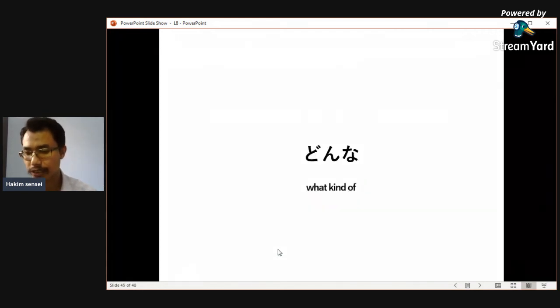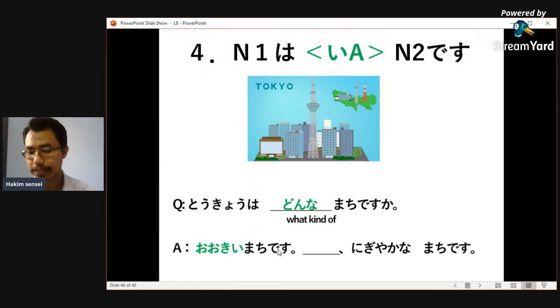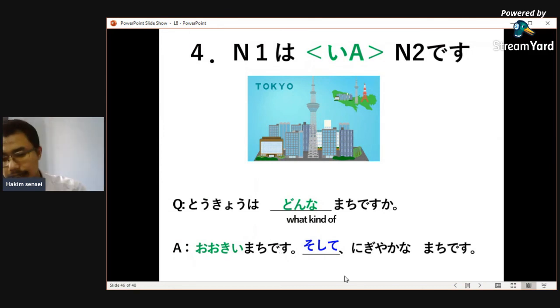Another question word you can use when dealing with adjectives is donna. The meaning is what kind of. Like this: if you want to ask what kind of city Tokyo is, Tokyo wa donna machi desu ka? And if you want to say it's a big city, 大きい町です。そして賑やかな町です。So you can see you are answering the question using adjectives. This is another type of question you can ask using donna related to adjectives.